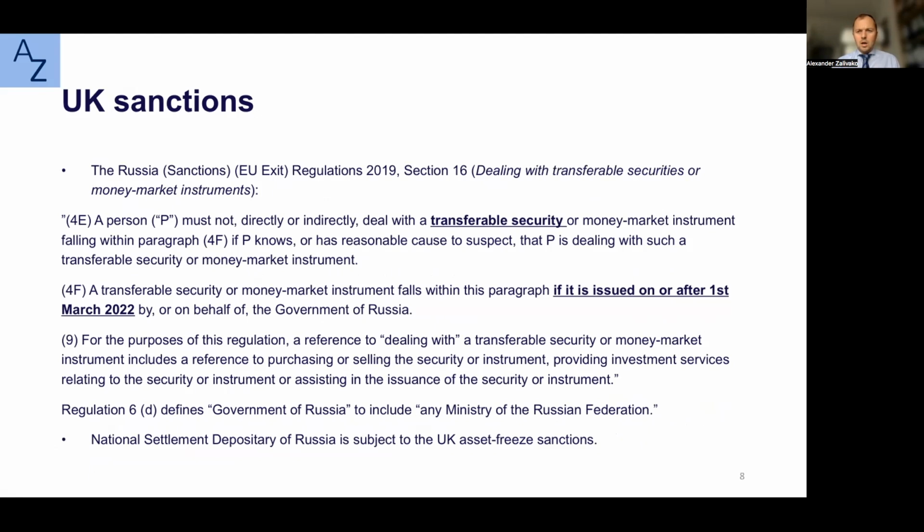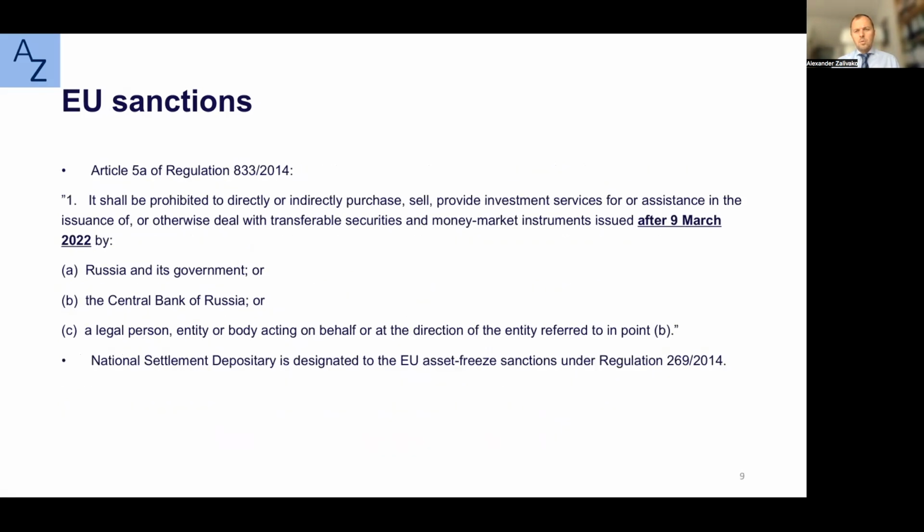In the UK, the sanctions are also in place against Russian sovereign debt. And in essence, they prohibit any primary market transactions after 1st March 2022, because any dealing with the transferable security is no longer permitted. And the secondary market transactions are applicable only with respect to such new issues. So the existing market shall be largely grandfathered. The same approach is followed in the EU, where the relevant rule is found in Article 5A of Regulation 833, which sets the 9th of March 2022 as the relevant cutoff date for both primary and secondary market operations with Russian sovereign debt securities.